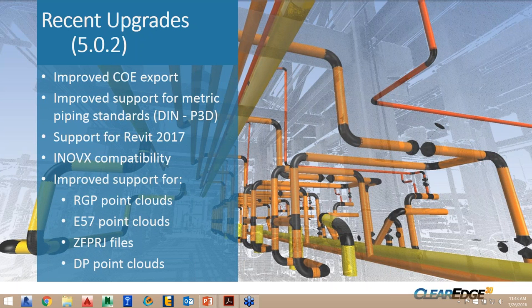We've improved our support for metric piping standards. This is particularly important for guys in Europe and really the rest of the world outside of the United States. Unfortunately, we're still stuck using the imperial system. But for the rest of the world who uses the metric system, we've dramatically improved our support for DIN, particularly in the Plant 3D setting. We've rebuilt the package to support Revit 2017, which of course is a biggie.